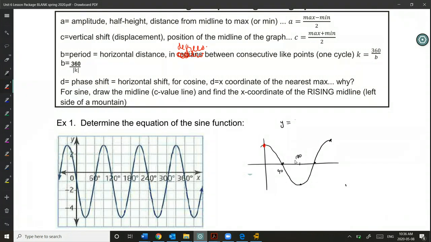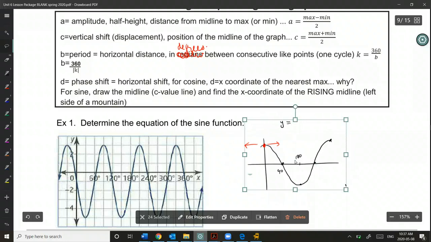So in order to find the d value shift or the left and right shift, I want to look along my graph and find the location of a maximum, and how far that lies from the y-axis. Okay, so if I shift my graph left or right, my maximum is actually going to shift as well. So for cosine, I always want to look for where that maximum is.